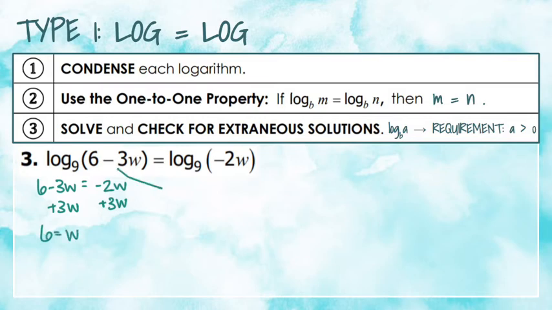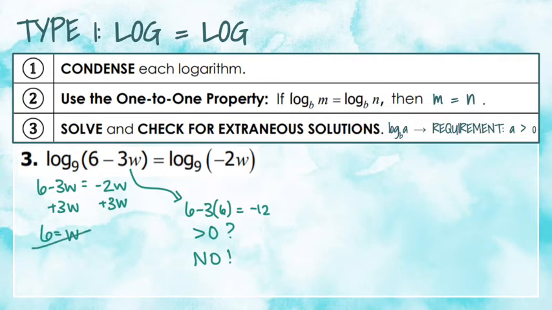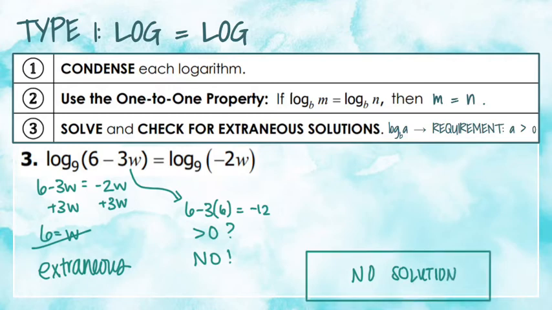Now we have to test each of these. So 6 minus 3 times 6, is that greater than 0? No, because 6 minus 18 is negative 12. So that means that this is an extraneous solution. And since there are no other solutions, our answer is that there is no solution.